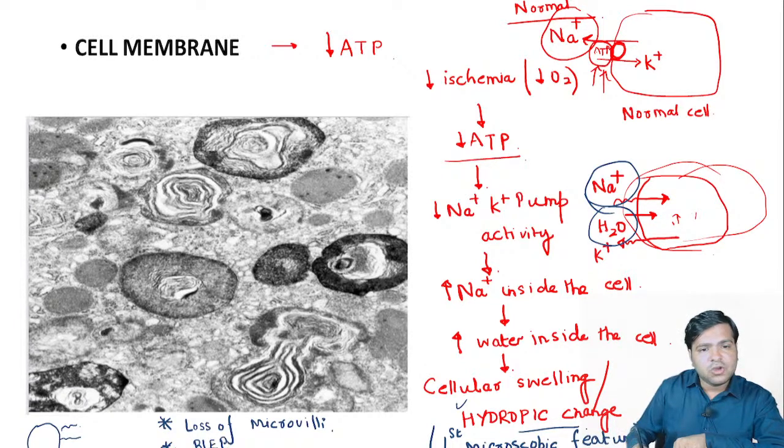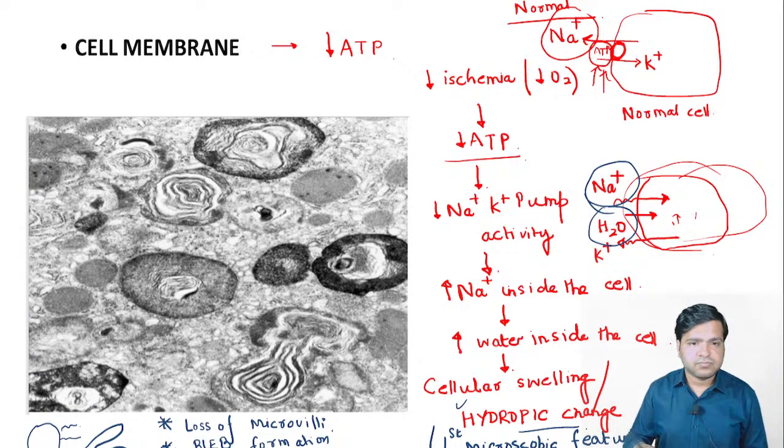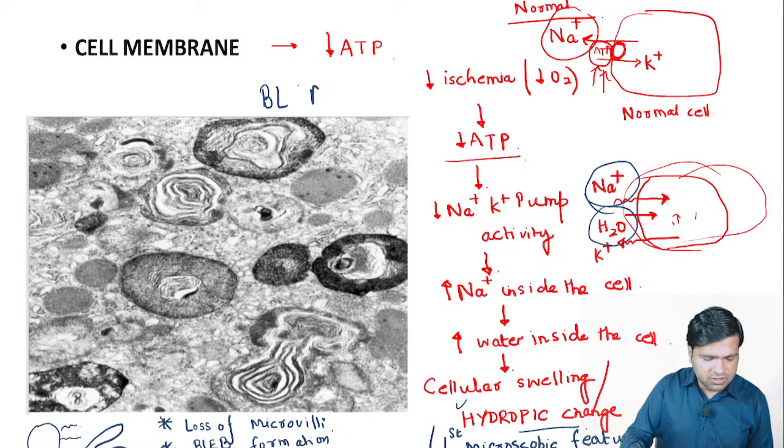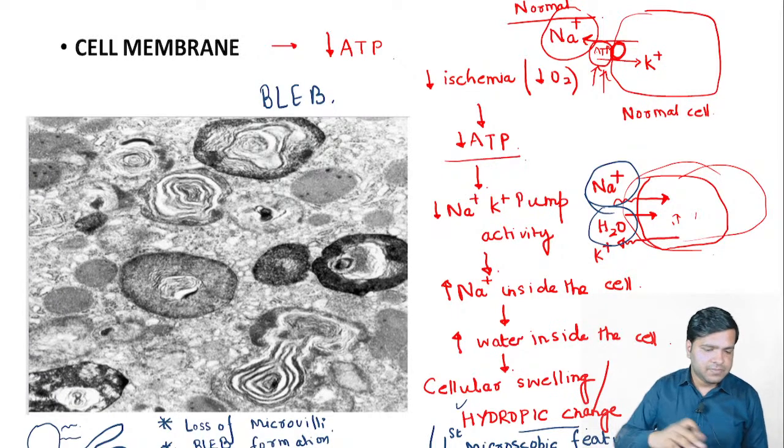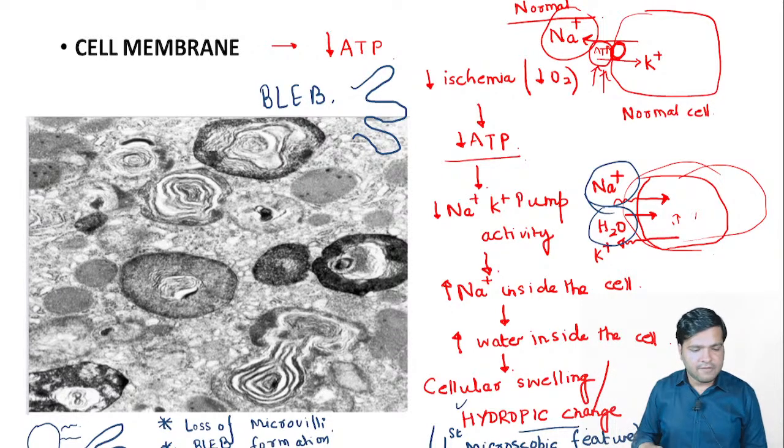Now, can anyone tell me what do you mean by the term bleb? I'll just draw a simple image. You can see there will be bleb formation, B-L-E-B, bleb. It is somewhat like these structures. You can see blebs are made. These finger-like projections, outpouchings of the membranes of the cell, are actually the blebs.